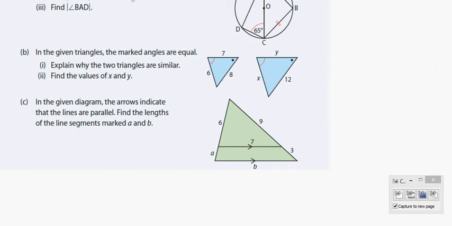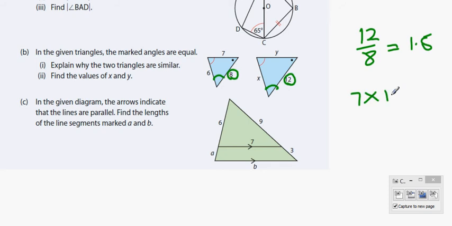Now, the only two sides we have the same are the one that's between the dot and the green angle. So 8 turns into 12, so we're going to divide 12 by 8. And we're going to figure out how much larger the big triangle is than the small triangle. It's 1.5 times bigger. So the next thing we're going to do is multiply 7 by 1.5.